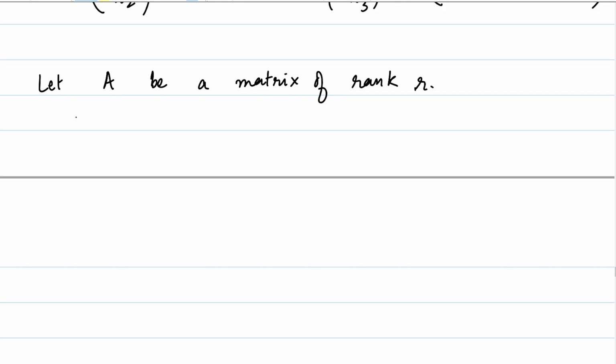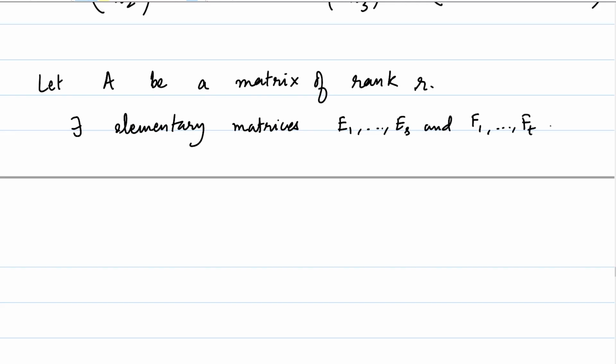What does that mean? That means that there exist elementary matrices, let's say E1 to Es and F1 to Ft, such that A is equal to E1 up to Es times the block matrix I_R, 0, 0, 0, times F1 to Ft.